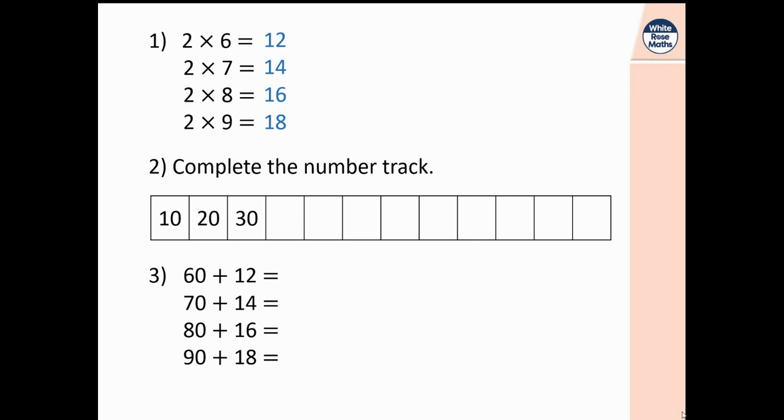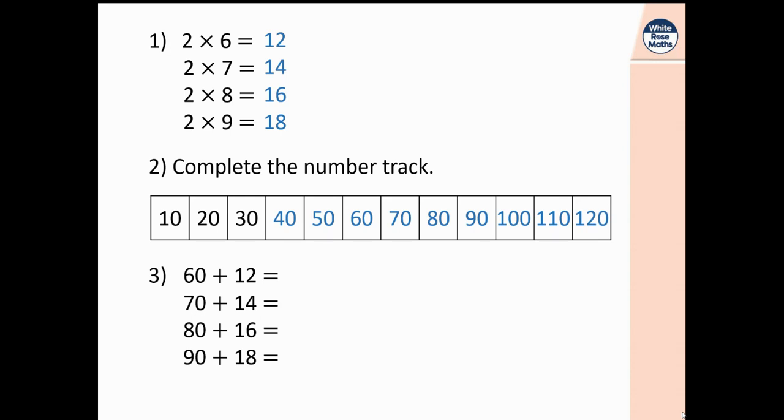Complete the number track. Now, what do you notice about the numbers as they go up the track? That's right, they go up in tens, don't they? So your number track should look a little bit like this. What happens when I add 10 more to 100? That becomes 110, doesn't it?